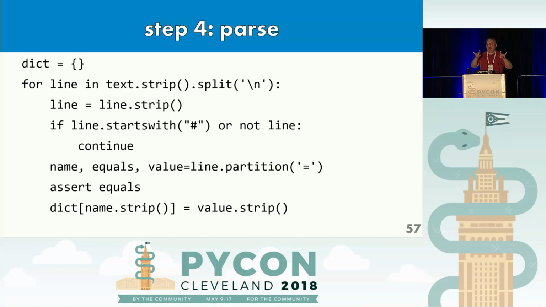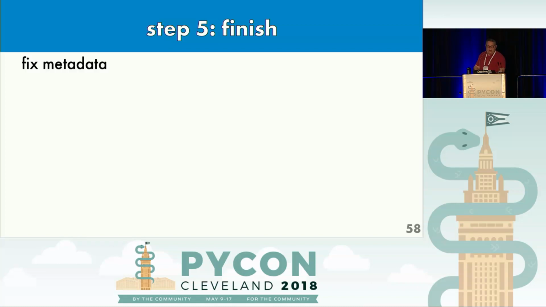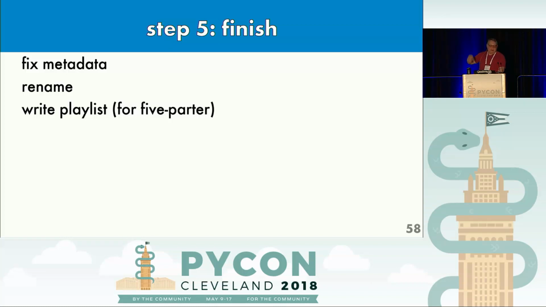Then, it's going to be in the format name equals value. Partition on the equal sign, make sure we had an equal sign, it's a legal line, and then take those 2 values, strip those, because they're going to have leading and trailing whitespace probably, and just set it inside of the dict. Guess what? We just parsed a custom metadata file format. And we're done. At that point, all we needed to do was fix the metadata, because we've already got it. I typed it in, rename the files, write the playlist, because it didn't write a playlist, for the 5-parters, put it in the correct directory where I store my Old Time Radio, and we're done.